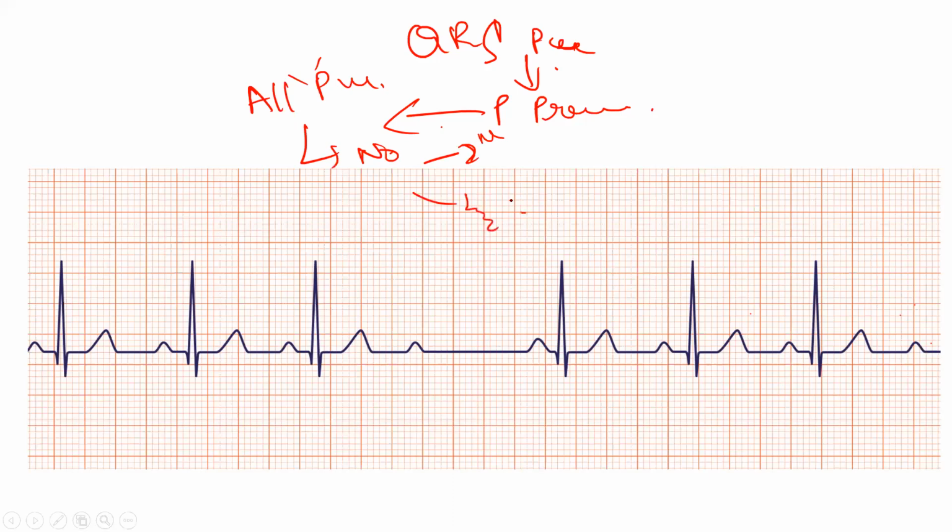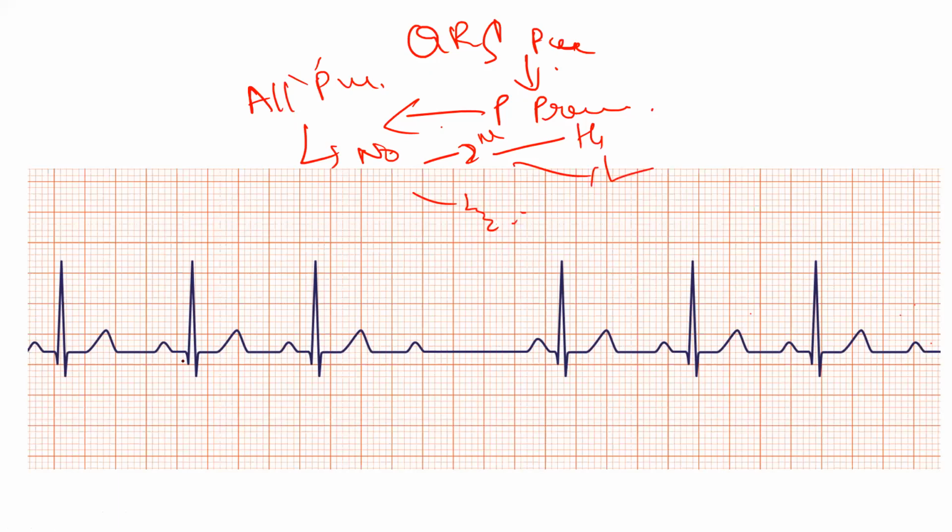Okay. So is there an AV dissociation? No. All the P waves are conducted by QRS. Okay. So it is not type 3. So in second degree, it will be type 1 or type 2. Just check it and tell me. Sir, it is type 2. Mobitz type 2. Excellent.